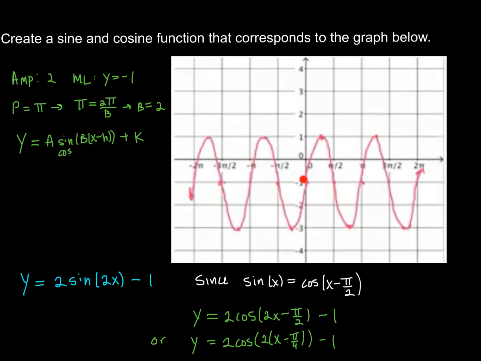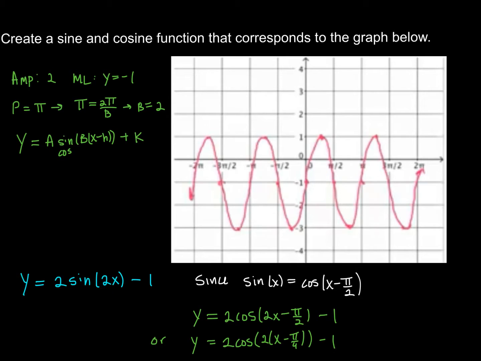The midline we said was negative 1, so k is negative 1. The amplitude is 2, and so a we're going to say is 2. It doesn't look like we need a negative 2 since there's no reflection here. So we'll have 2 sine, and then negative 1 is the k value.